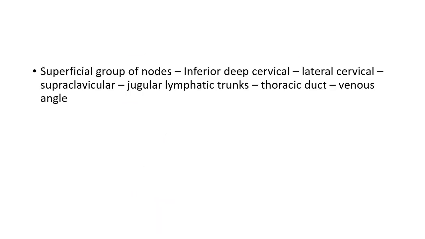So in summary, the drainage would be from the superficial group of lymph nodes to the inferior deep cervical nodes, then to the lateral cervical nodes, supraclavicular nodes, the jugular lymphatic trunks, the thoracic duct, and then into the venous angle, where the lymphatic fluid is returned into the systemic circulation.